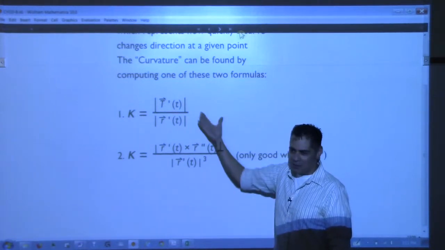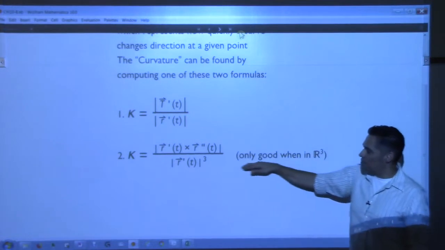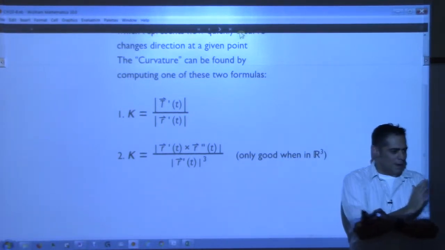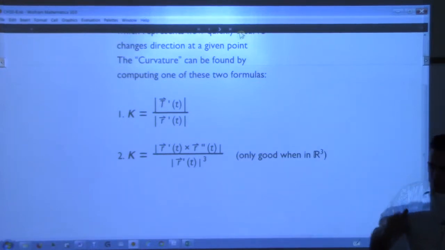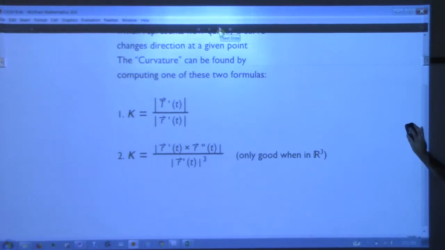They both don't look fun, right? Now, I do say here that this is only good in three-dimensional space, and that's because our cross product is only defined in three-dimensional space. Although there are workarounds for that, but just for now, let's say that's where we are. So sometimes this formula is better than this formula. It just depends on the problem. I can imagine right now we're going to do an example.